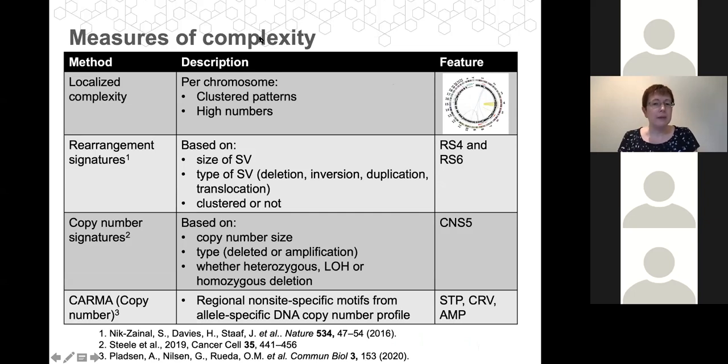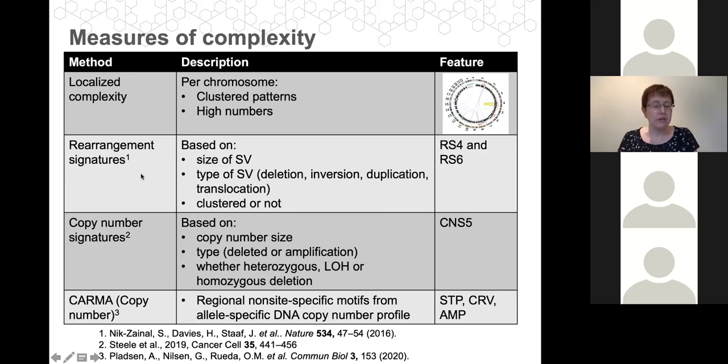So there are a number of ways that we can measure complexity or determine if a chromosome is complex or not. You can use statistical methods to determine if there is localized complexity, for example, looking to see, in comparison with the rest of the chromosomes in that sample, whether there are clustered patterns and whether there are a high number of SVs, such as on this chromosome here, which has a much higher number of rearrangements compared with the rest of the tumor.